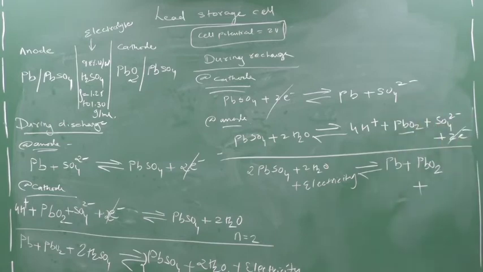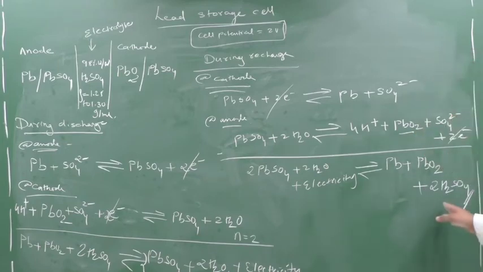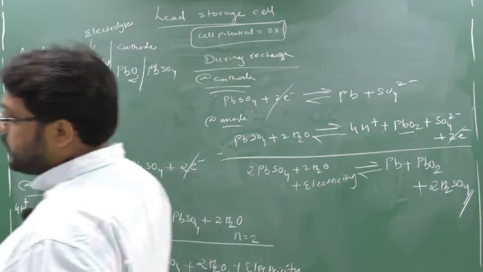How many SO4 2 minus? 2 SO4 2 minus and 4H plus. How much I will get? 2 H2SO4 I will get back. So see, during the recharge product back, I got this Pb plus PbO2 plus 2 H2SO4. So again the cell is completely filled back with this 2 H2SO4 with Pb and PbO2 as electrodes. Okay. So again I can reuse.